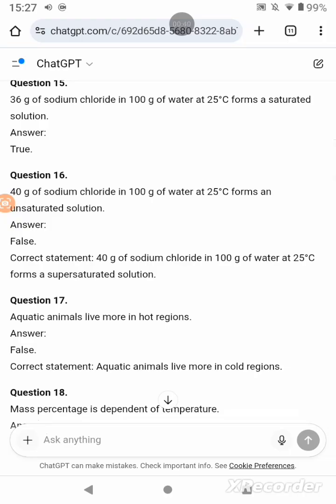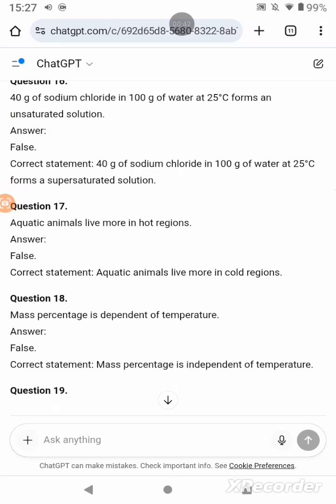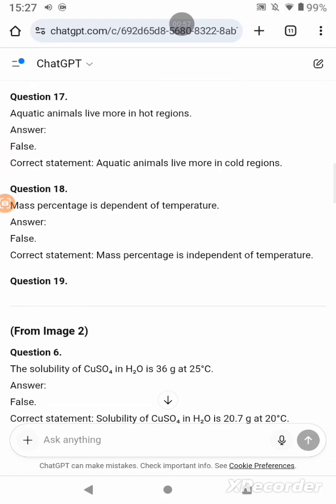Answer: True. Question 16. 40 grams of sodium chloride in 100 grams of water at 25 degrees Celsius forms an unsaturated solution. Answer: False. Correct statement: 40 grams of sodium chloride in 100 grams of water at 25 degrees Celsius forms a supersaturated solution. Question 17. Aquatic animals live more in hot regions. Answer: False. Correct statement: Aquatic animals live more in cold regions.